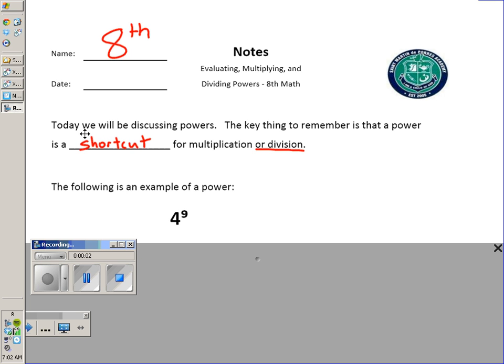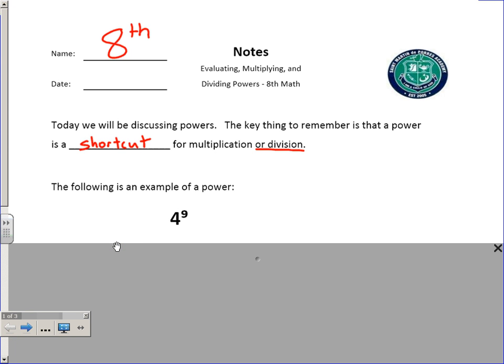Good afternoon, 8th graders. We're talking about evaluating powers today and also combining them if they're being multiplied or divided. This will be page 8 in your notes.